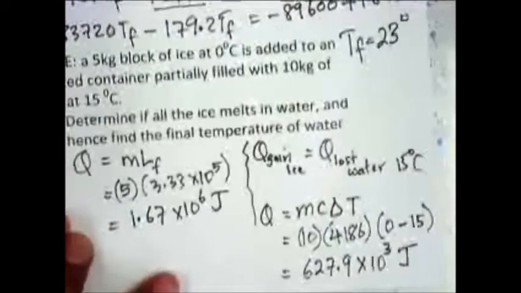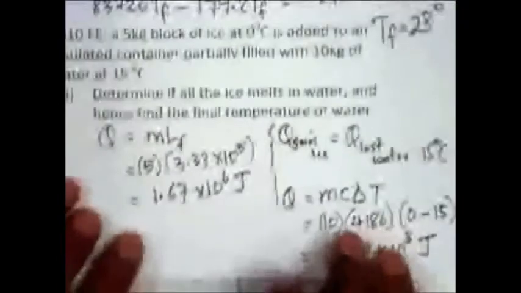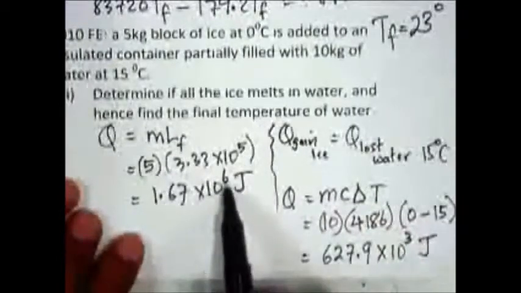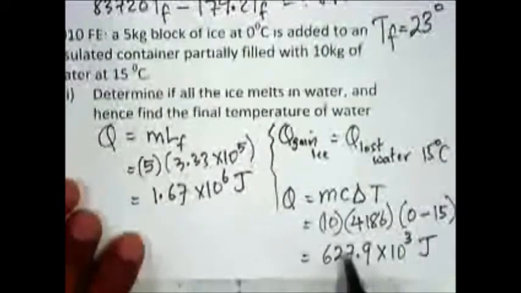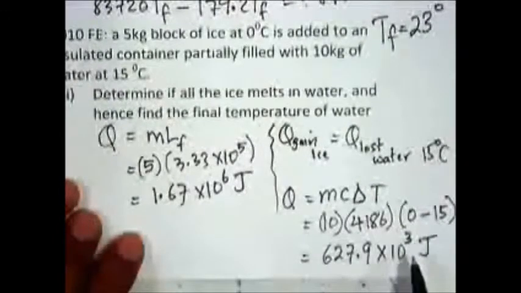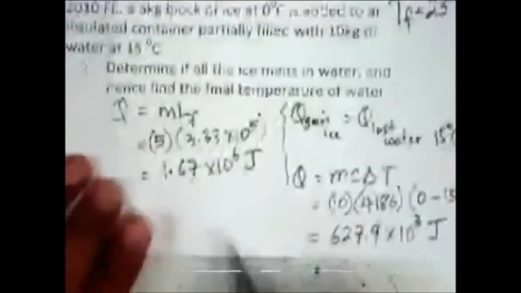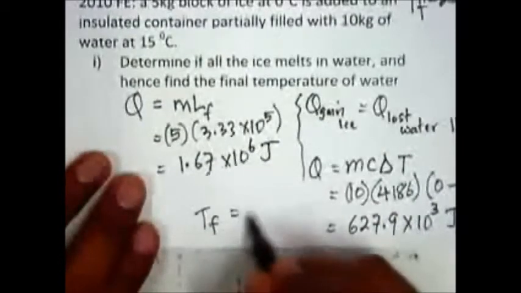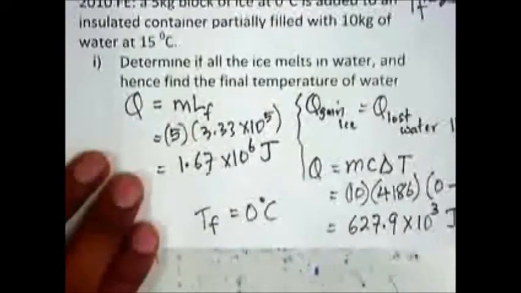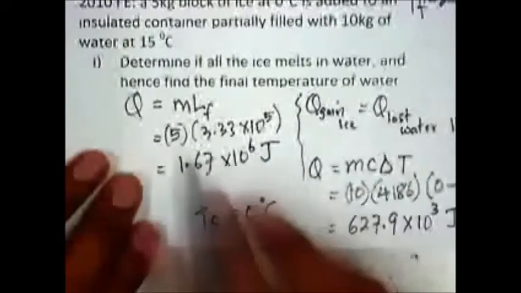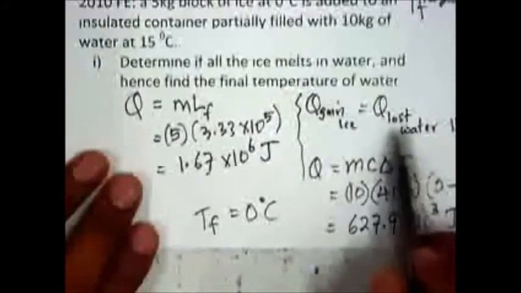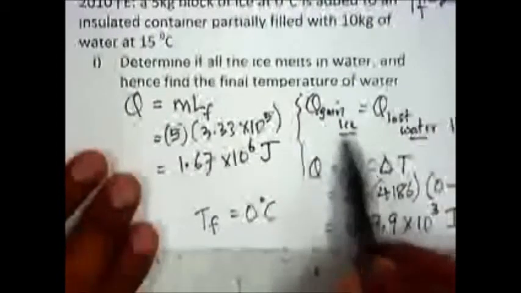So you can say that not all the ice will melt because 1.67 times 10 to the power 6 is bigger than 627.9 times 10 to the power 3. So not all the ice melts. You still have some ice left in that water after it reaches the equilibrium point, and you can say that the final temperature of the water will still be 0 degrees Celsius because at equilibrium, all the energy from the water has been transferred to ice.